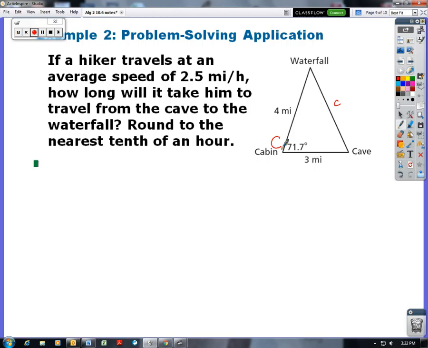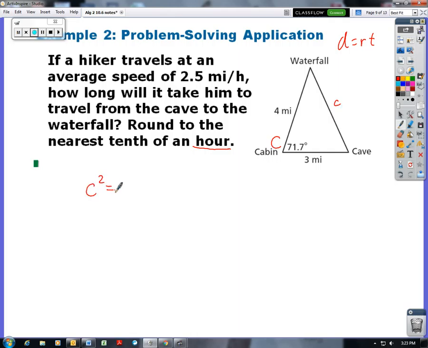Well, they're giving us the hiker's speed, but then on this triangle they're giving us distances. If we know a distance and we know a speed, can we find the time? Because it wants hours, it wants time. Yeah, we can use dirt, right? So that means we need to know this distance in order to use dirt. So we need to find c. This is side angle side. We can use law of cosines. So we need to find little c.